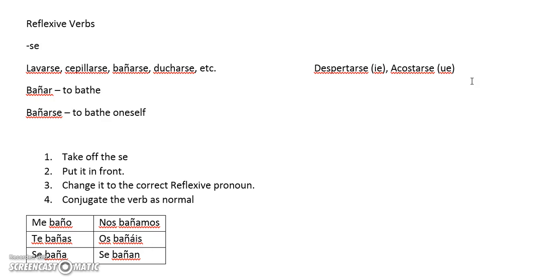In those cases, you still have to take the se off, put it in front as the correct reflexive pronoun, and then when you conjugate as normal, you conjugate it like you would all other stem changing verbs. Me despierto. Remember, despierto, yo, is inside the shoe, and therefore it does have a spelling change. As opposed to nos acostamos, nosotros is outside of the shoe, and therefore there is no spelling change.